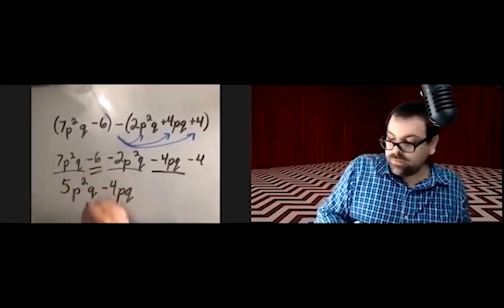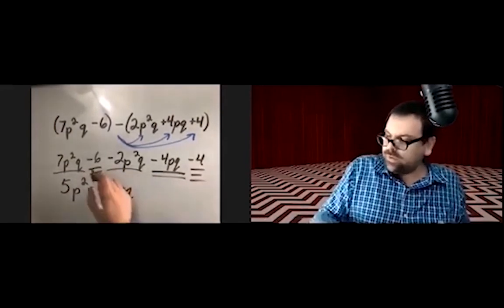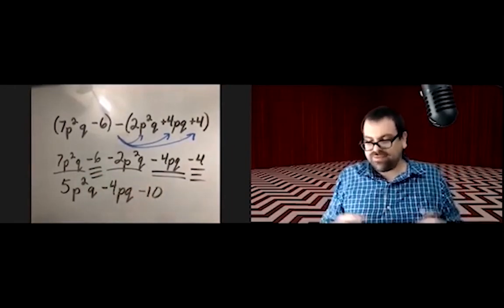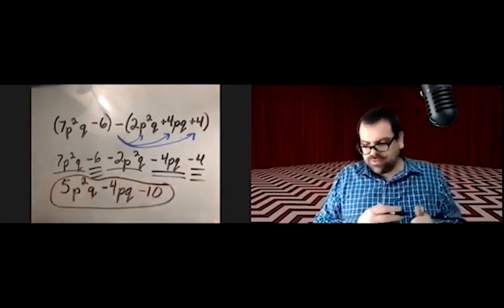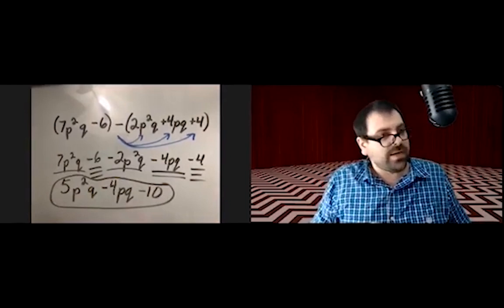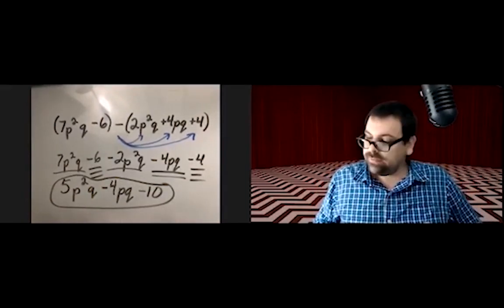or you can do the -6 minus 4 is -10 next. Whatever order on those last two. But either way, it needs to be a -4pq and a -10.